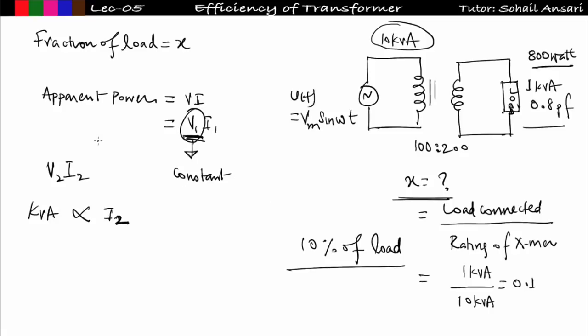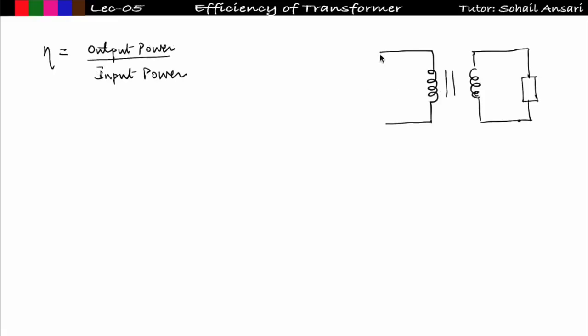Now move to the efficiency of transformer. Mathematically, efficiency is defined as the ratio of output power upon input power. Let us consider one transformer, and I am not considering an ideal transformer, this is a practical transformer, and here a load is connected, and this load has a power factor equal to cos phi 2.